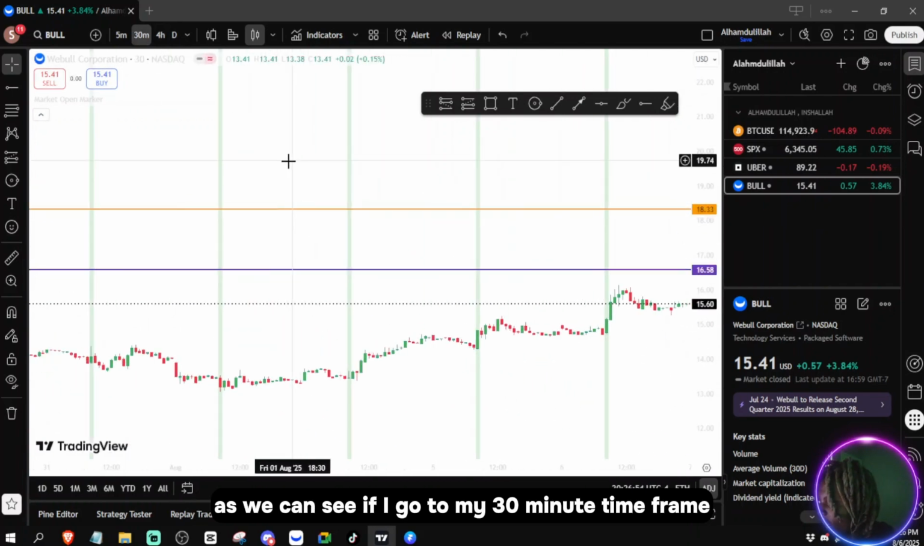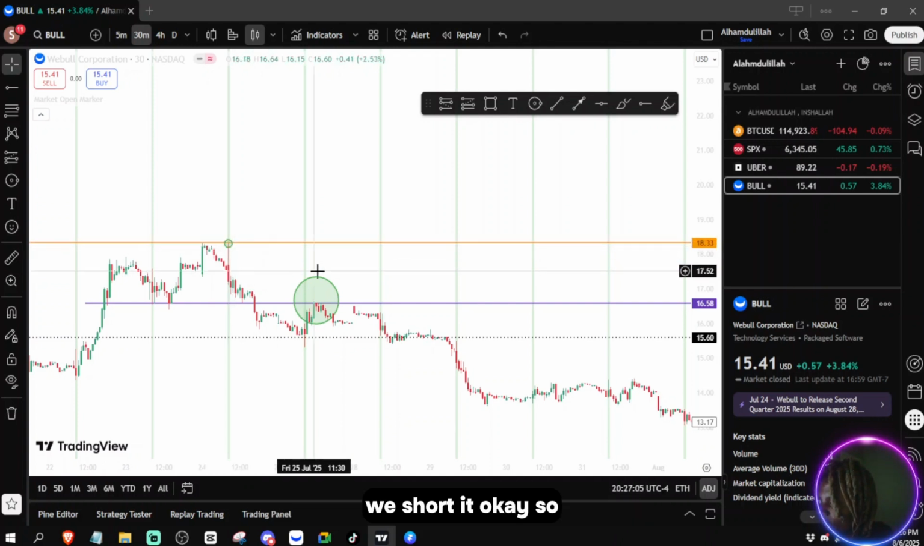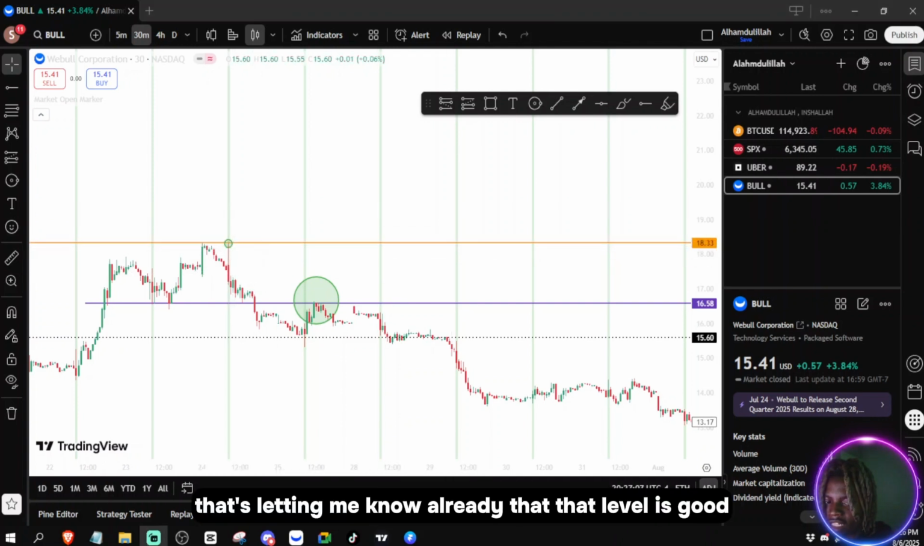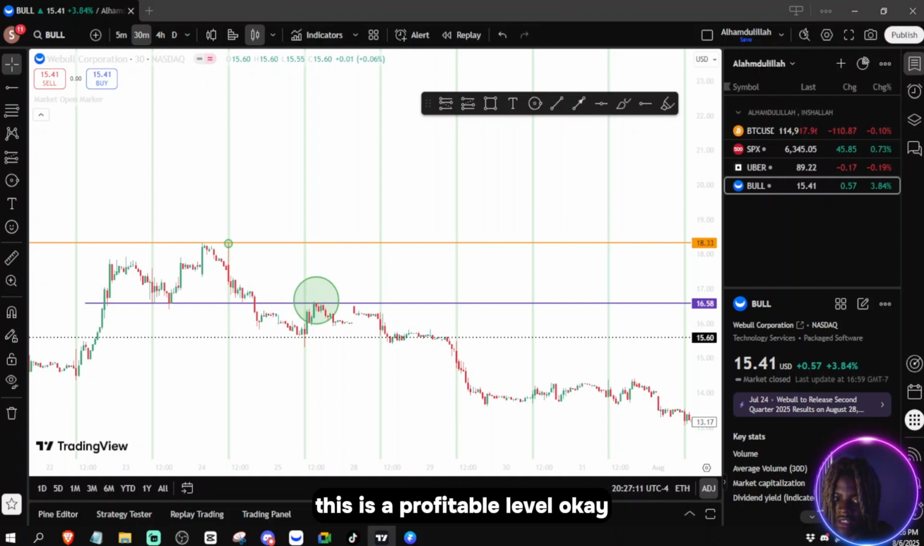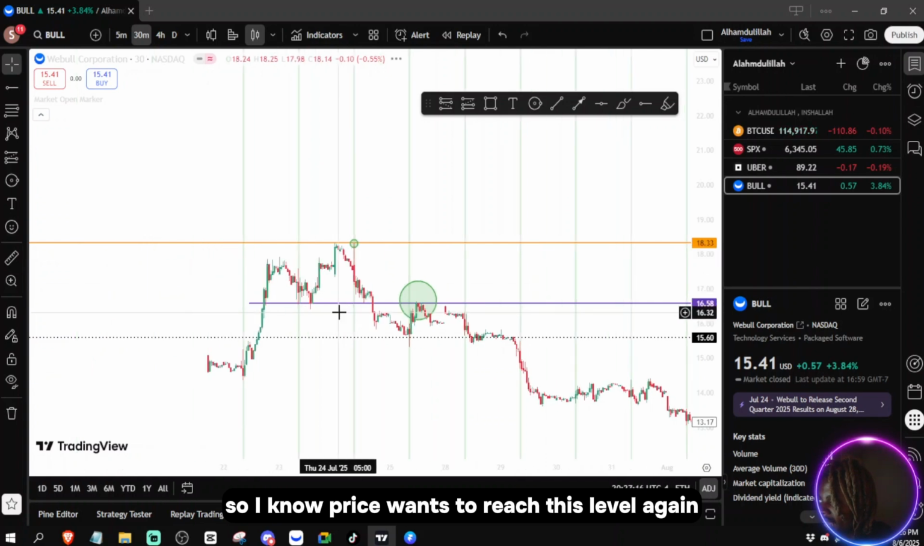As we can see, if I go to my 30-minute time frame, as soon as 9:30 hit, as soon as market opened, because market opens at 9:30 a.m. Eastern, closes at 4 p.m. Eastern, as soon as market decides to open here, we shorted. So that's letting me know already that that level is good. This is a safe level to play. This is a profitable level. So I know price wants to reach this level again, inshallah.